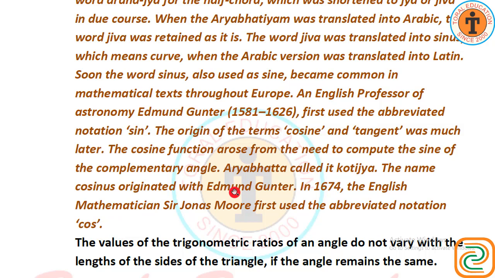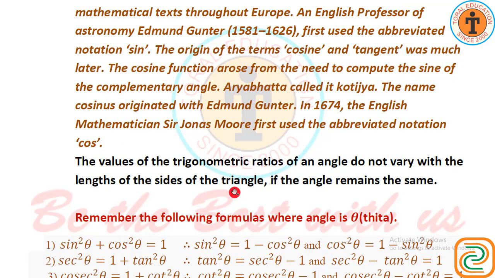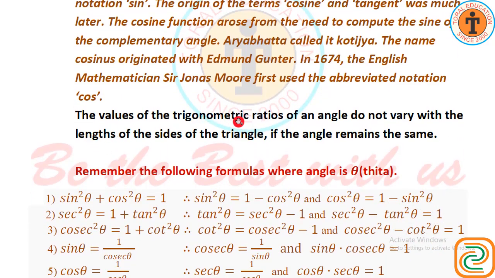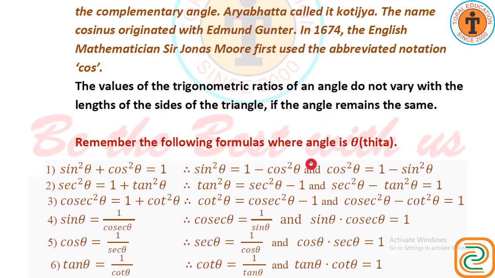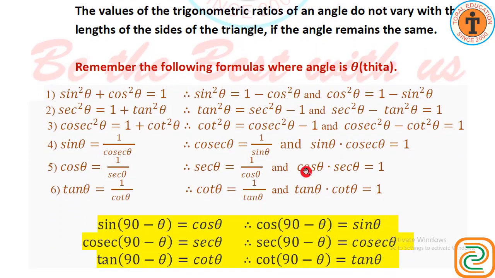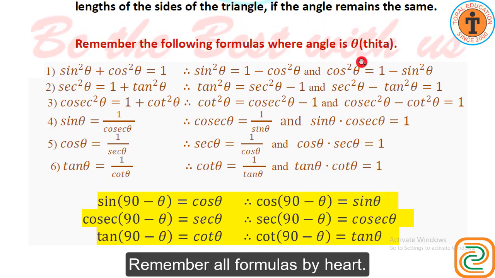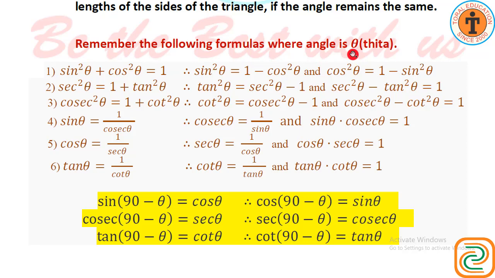And the rest three ratios are reciprocals. The value of trigonometric ratios of an angle does not vary with the lengths of the sides of the triangle. If the angle remains the same, the value does not vary. Here are the formulas to remember. This is theta. Remember the following formulas where the angle is theta.